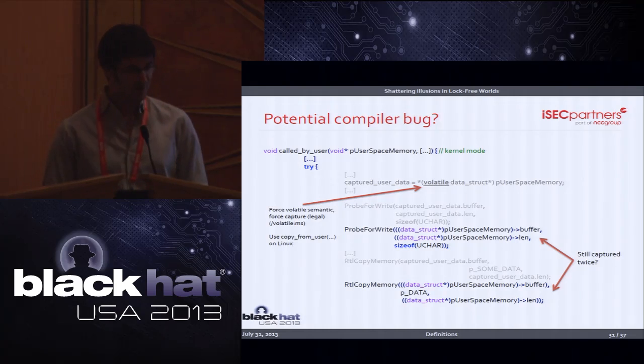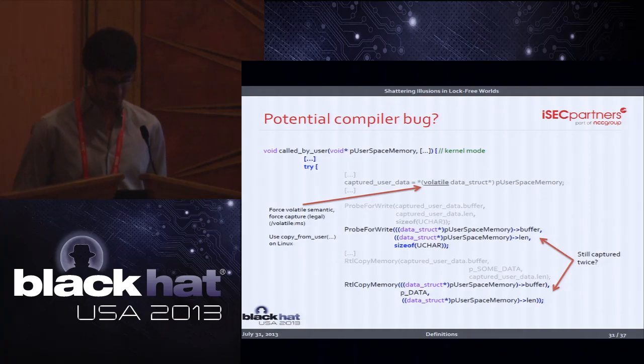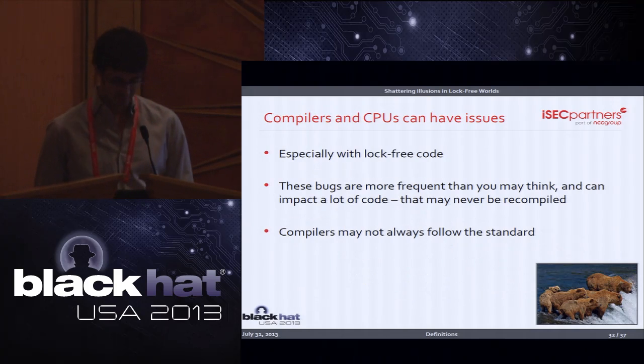Now, if you apply a compiler-specific mitigation here to force the capture of the variable with a cast into a volatile type, we can potentially do that because we don't need atomicity, and memory accesses are performed in order here. But in the case of a compiler bug, which can happen, the data would still be captured twice. So again, lock-free code is hard, and not only for application developers, but also for people writing compilers. Compiler bugs exist, and they are more frequent than you may think. And this can potentially impact a lot of code that will probably never be recompiled again.